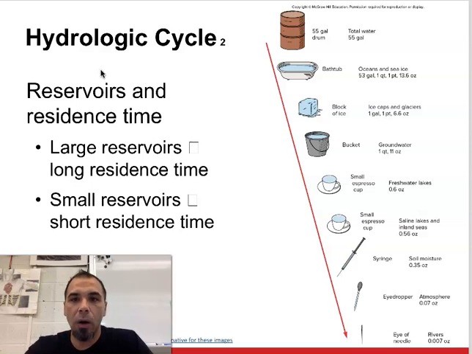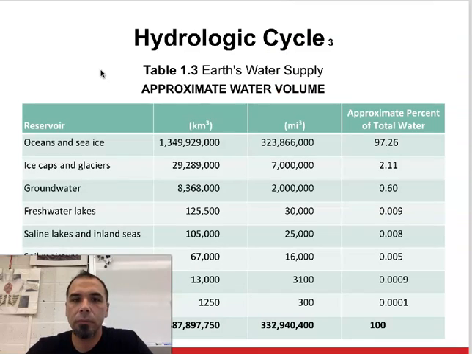So a large reservoir, long residence time. Small reservoirs, short residence time. So if you look at this graph here, a 55-gallon drum, if that water stays in there, it's a large reservoir, has a long residence time. It would take a long time for that water to dissipate or disappear. If you go to the eye of a needle, if we just put a drop of water onto the eye of a needle, small reservoir, small residence time. And so residence time is important when we talk about pollution.